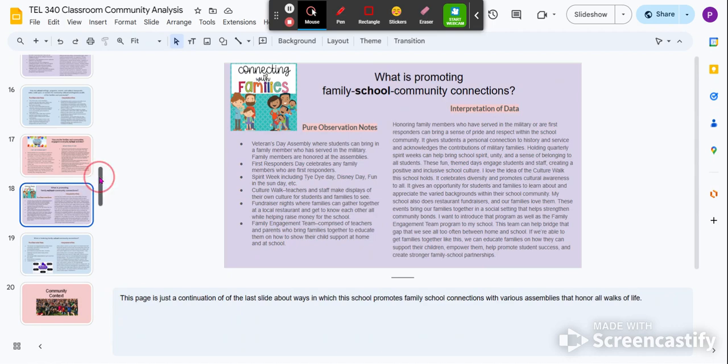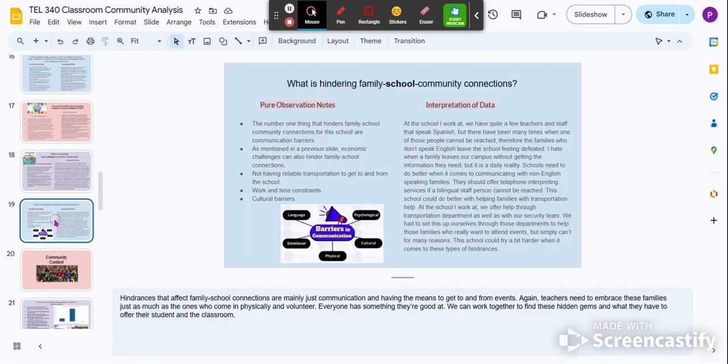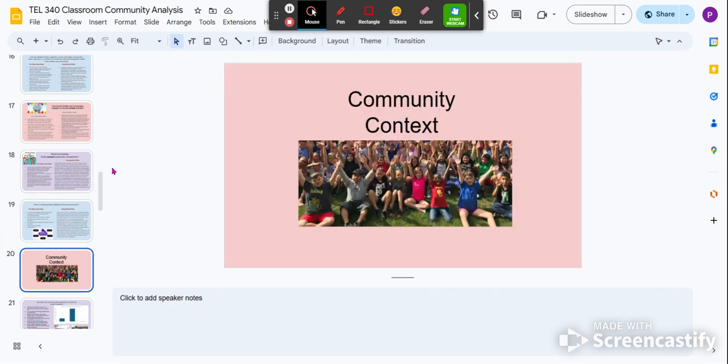So this page is just a continuation of the last slide about ways in which the school promotes family-school connections with various assemblies that honor all walks of life. Hindrances that affect family-school connections are mainly just communication and having the means to get to and from events. Again, teachers need to embrace these families just as much as the ones who come in physically and volunteer. Everyone has something they're good at. We can work together to find these hidden gems and what they have to offer their students and the classroom.